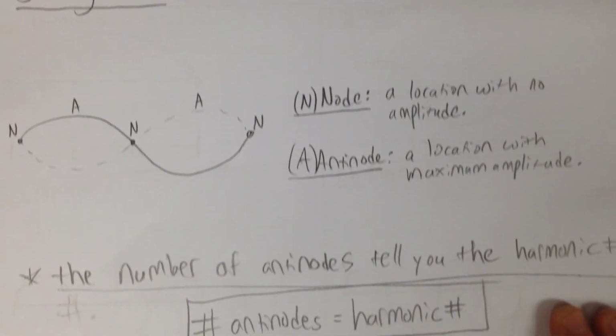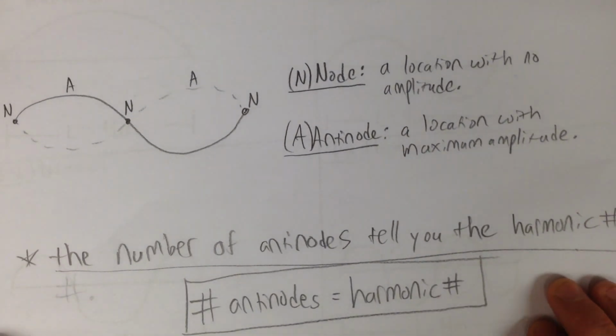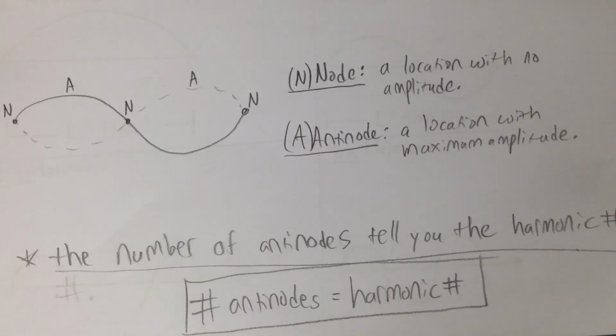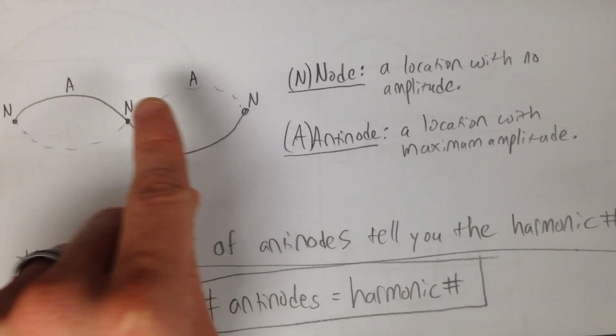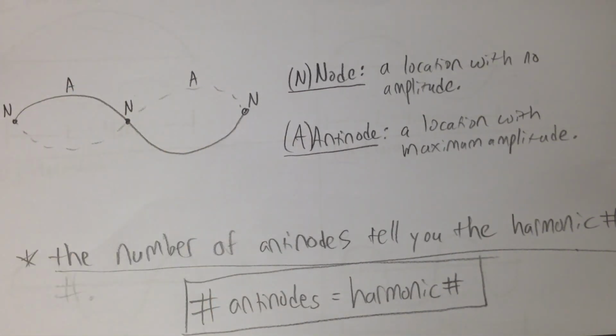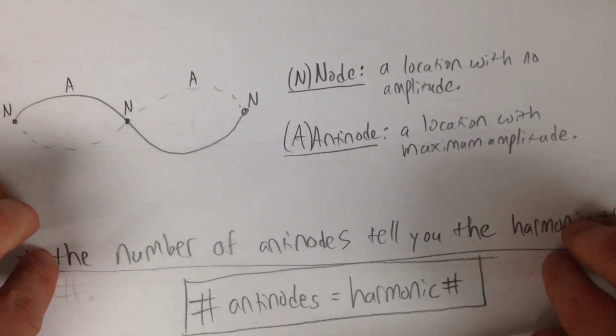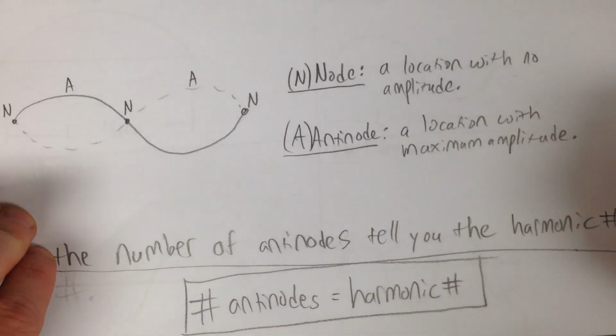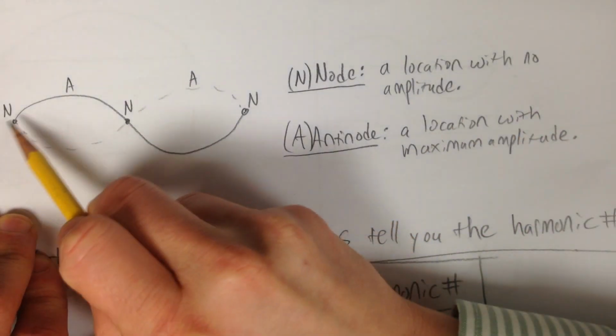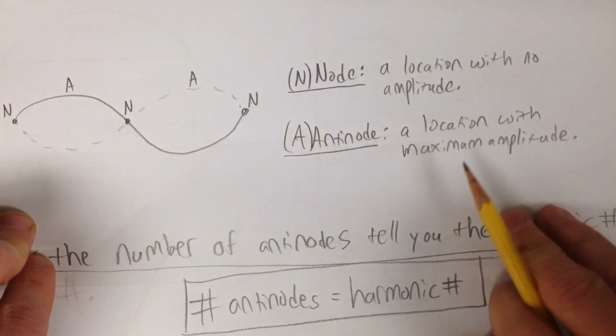Alright, standing waves have different harmonics. This is the second harmonic because there's two antinodes, two humps, basically. The third harmonic would have three antinodes. So the number of antinodes tells you the harmonic number in a standing wave. You just count the antinodes, and that's what harmonic you're in. Alright, so you could see from this picture that there's always one more node than antinode as well.